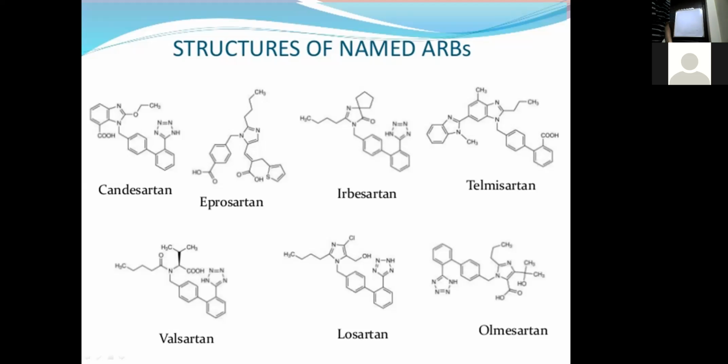Now let's go for another example where the tetrazole is changed with an acidic group, carboxylic acid. So here in case of telmisartan, your tetrazole is replaced by a carboxylic acid. That is the first thing that you have to see. And the next thing, look at this properly.